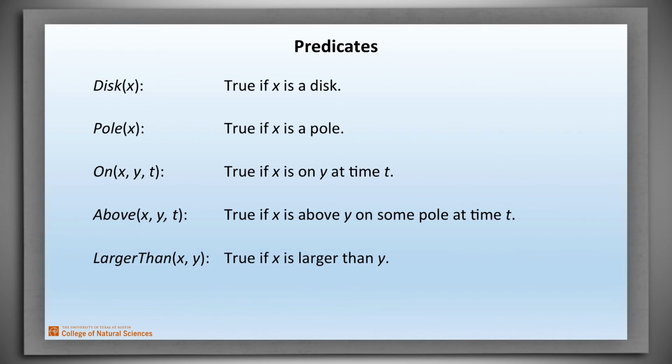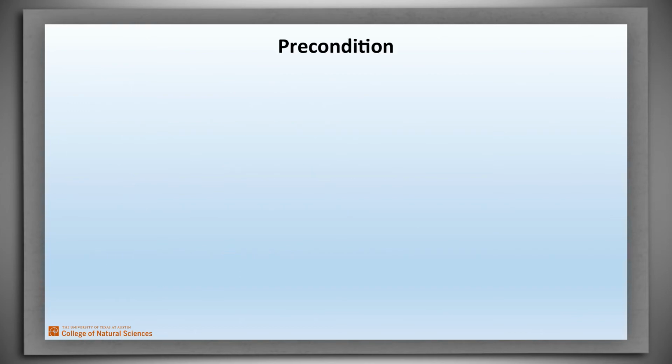And we need to talk about the relative sizes of our disks. So larger(x, y) is true just in case x is, in fact, larger than y. Okay, let's talk about preconditions. We'll assume that all the disks start out on pole 1 and are supposed to end up on pole 3. So we need to say that at time 1, every disk is on pole 1. How do we do that?